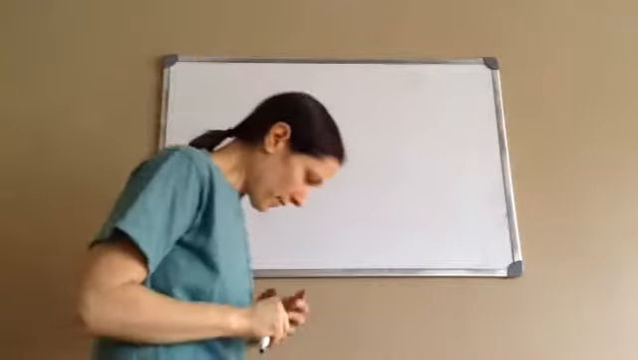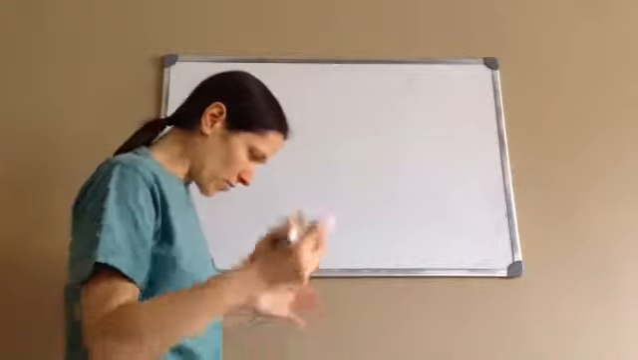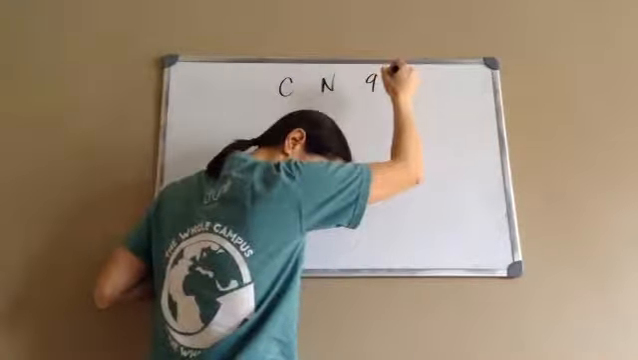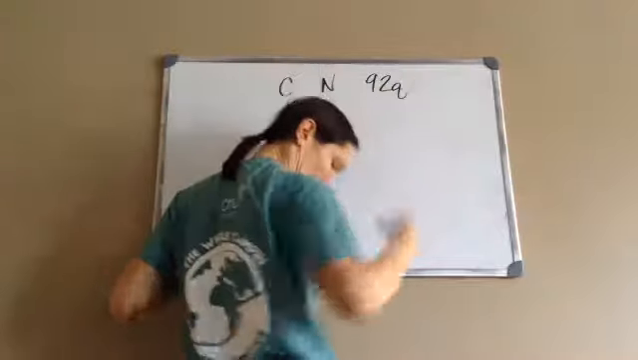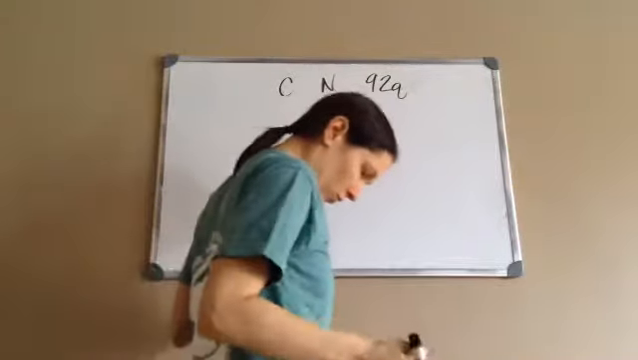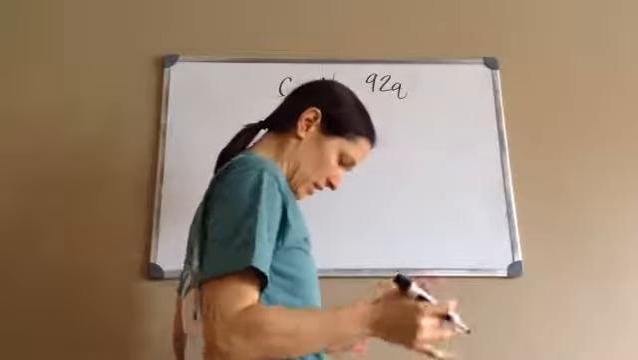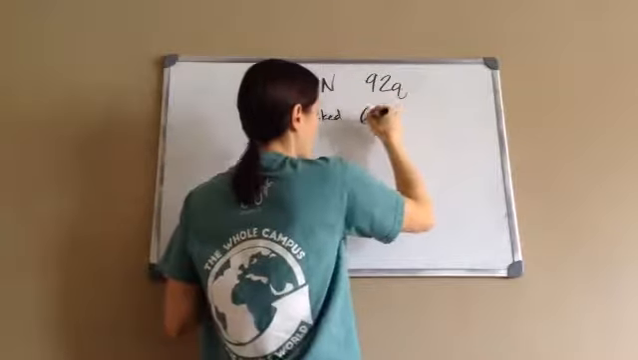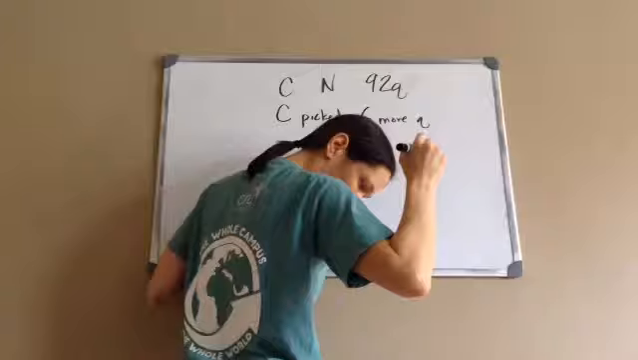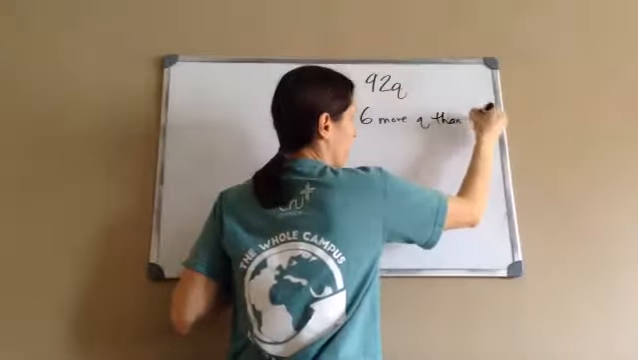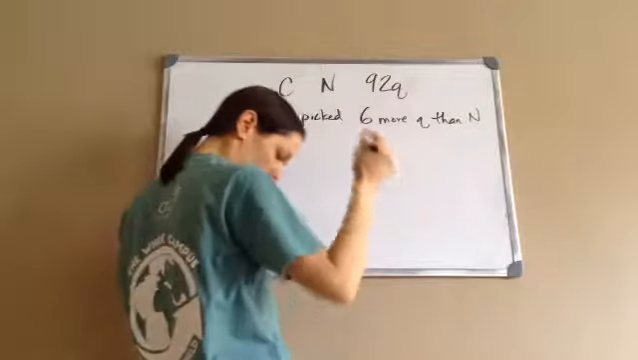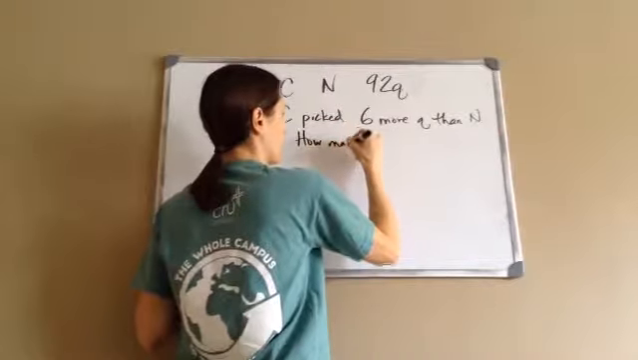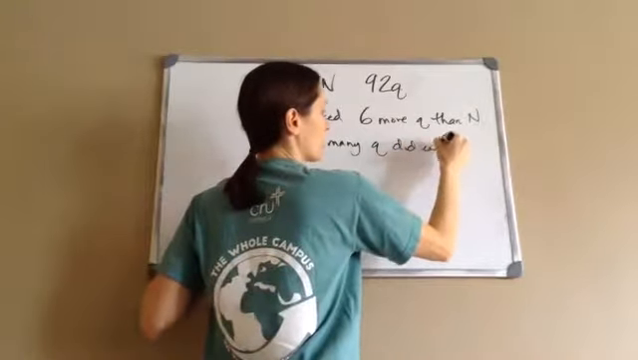all different. Okay? Together, Charles and Nellie picked 92 quarts of berries. Okay? If Charles picked 6 more quarts than Nellie picked, how many quarts did each of them pick? Charles picked 6 more quarts than Nellie. Okay? How many quarts did each of them pick?